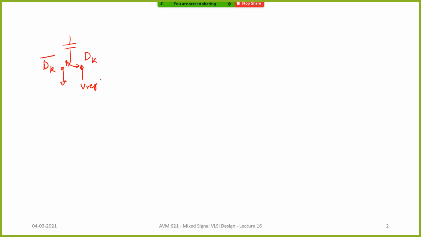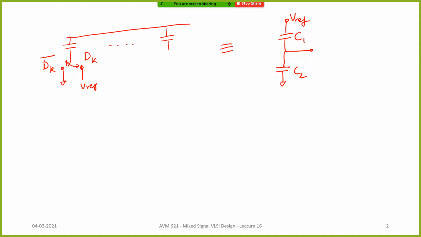So like this, you have a bunch of arrays. Let's just talk about binary weighted arrays. We know how to do segmentation, right? Now essentially what this translates to is that you have VREF, you have some C1, and you have another C2 to ground, and this is your output node. We know that this is connected to a unity gain buffer, right? So what is this V out?